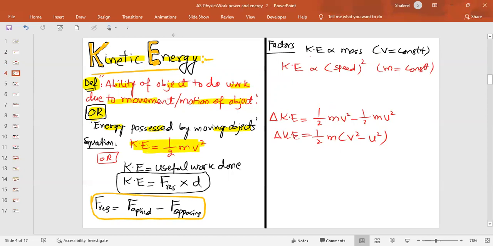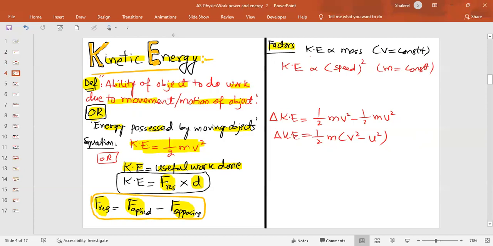Well, there is another equation which relates kinetic energy with the work done. So kinetic energy is equal to useful work done. Well, what is useful work done? As work is force times distance, useful work done means resultant force multiplied by distance. But remember, resultant force. And what is resultant force? It is applied force minus opposing force. So you can find kinetic energy by two ways.